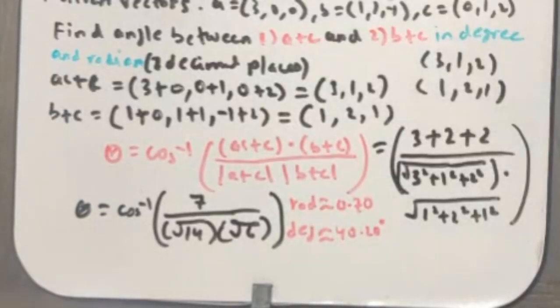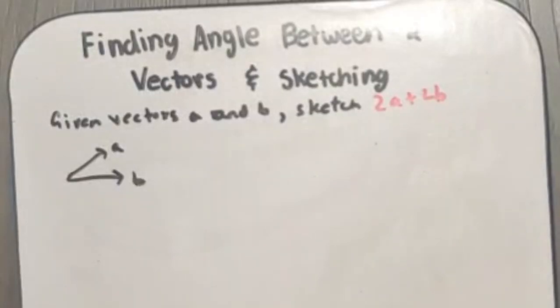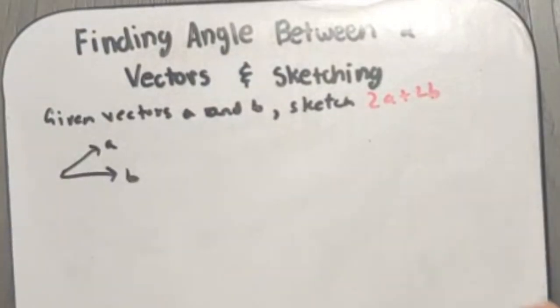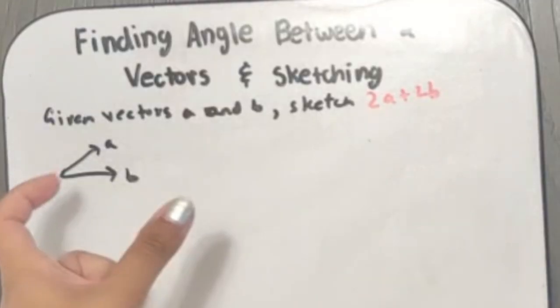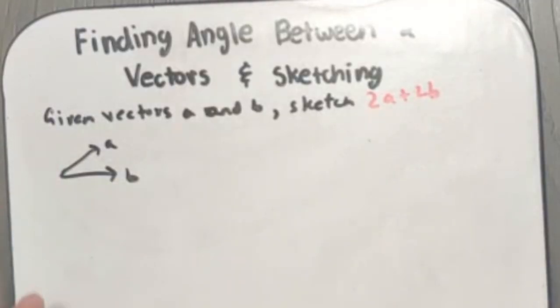So now let's move on to the next one, which is sketching vectors. For the sketching of vectors, we're given the question where it says, given vectors a and b, sketch 2a plus 2b. So we're defined two vectors here, a and b, arbitrarily in their direction, right? Like a is going that way and b is going towards the right. So they want us to find 2a plus 2b.